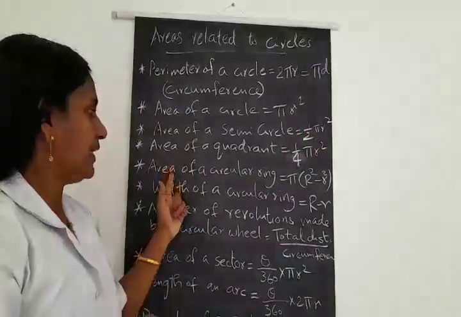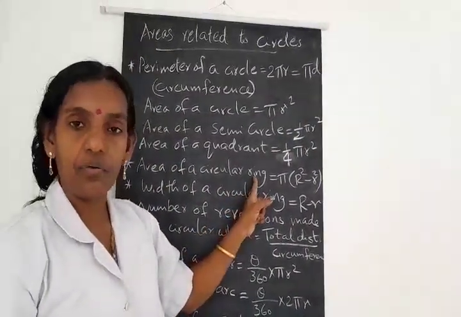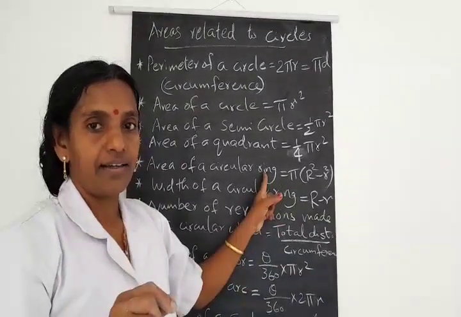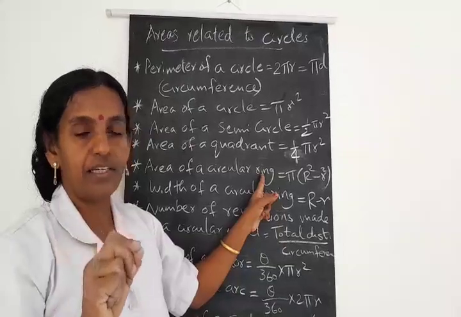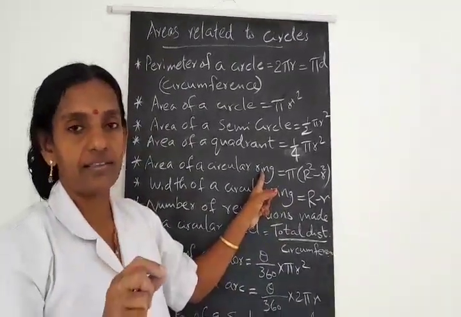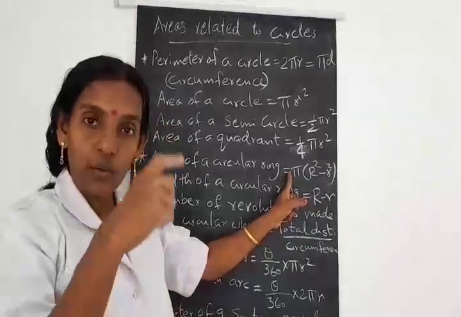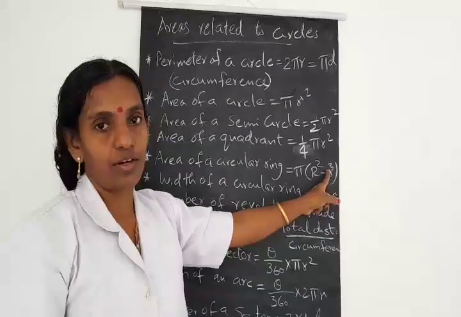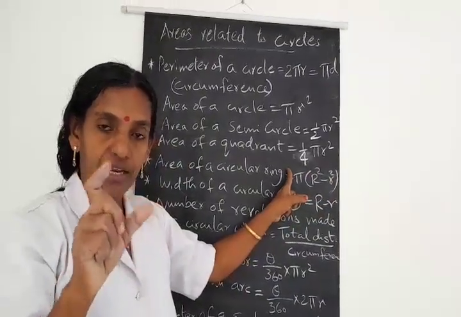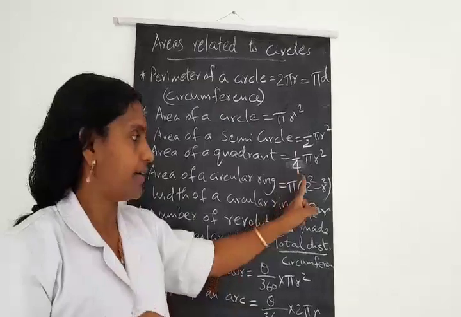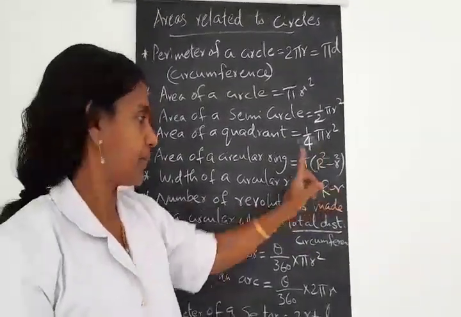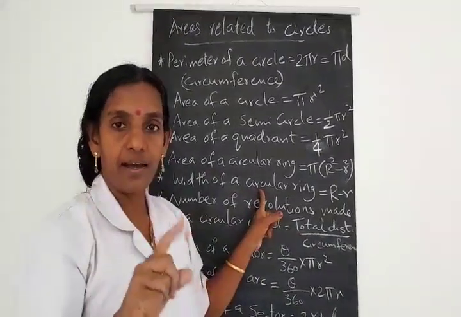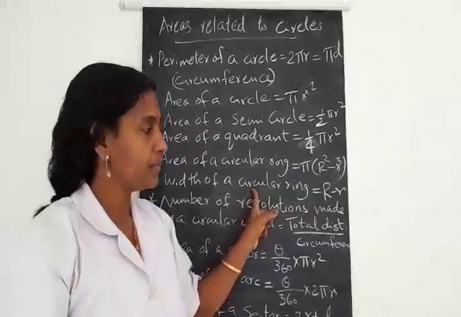Okay. Next, area of a circular ring, that you have already studied. Circular ring: two concentric circles are there with different radii. Concentric means with the same center, two circles are there with different radii. Now, the area enclosed by the circular ring, that is pi into capital R square minus small r square. Actually, area of the larger circle minus area of the smaller circle. Next, width of the circular ring. Width of the ring means it is capital R minus small r, larger radius minus smaller radius.